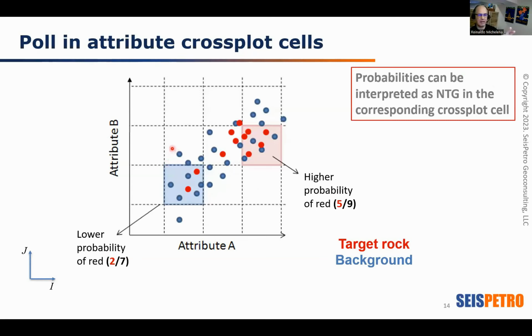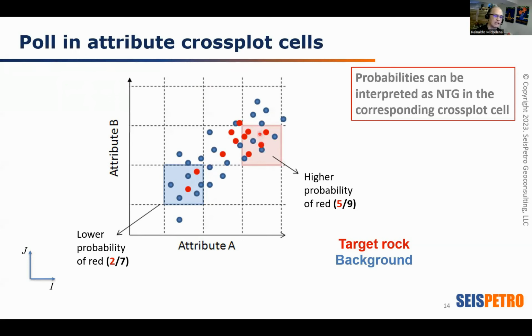Again, we have attribute A and attribute B, and here we have our, in this case, square states. And what we do is exactly the same way we do with opinion polls, we simply do counting, applying basic probability definitions. So in each cell of the cross plot, we count how many points there are, which is the size of the sample.